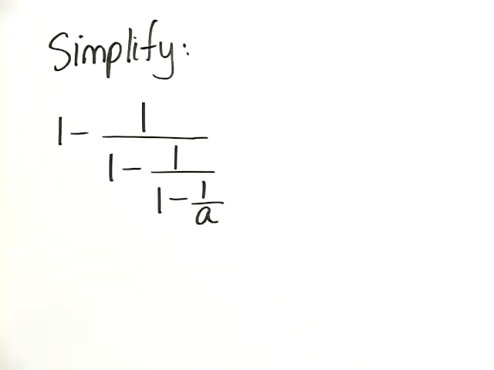Simplify the expression 1 minus 1 over 1 minus 1 over 1 minus 1 over a. To begin this example, we'll start by simplifying just this part of the expression, this denominator.